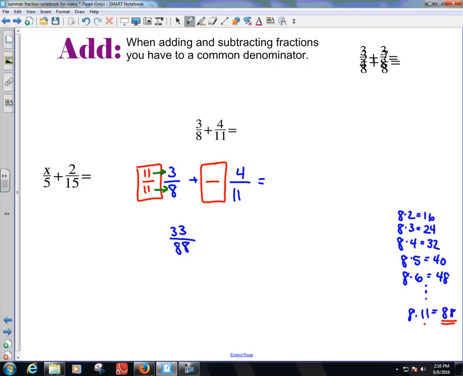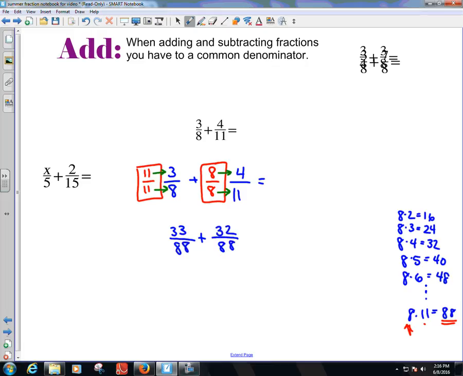Well, I'm going to multiply that by 8. So I'm going to multiply the denominator by 8. If I multiply the denominator by 8, I have to multiply the numerator by 8. 8 divided by 8, 8 over 8 equals 1. I'm not changing the value, I'm only changing the way it looks. When I multiply fractions, I multiply straight across the top and I multiply straight across the bottom. 8 times 4 is 32. 8 times 11 is 88.